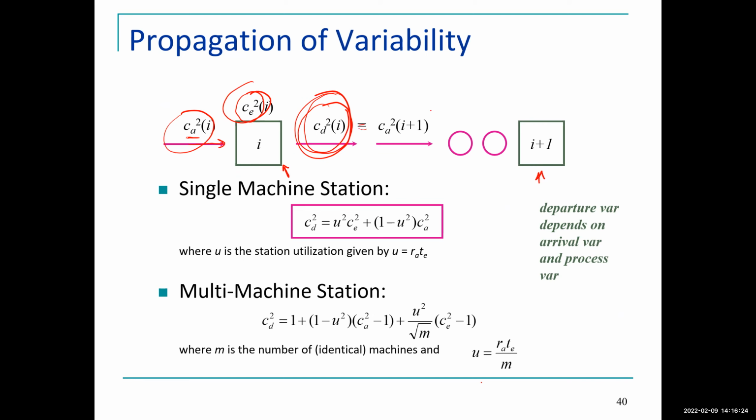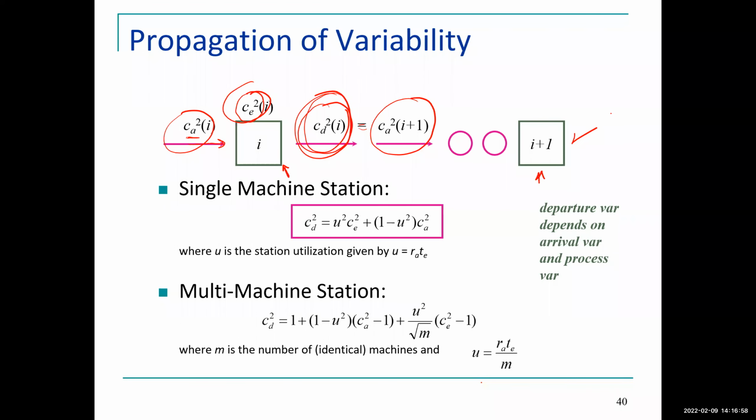Okay, so the combination of these two will create this departure squared coefficient of variation, which is going to be equal to the arrival coefficient of variation for the next station. And if we have another station, then the combination of that coefficient of variation plus the one for the station is going to generate a new one. And so the variability here is being propagated. You're taking that variability associated with the arrival, you're combining that with the process that is happening in station i, you're creating a new coefficient of variation, and that's being propagated to the next station in the system.